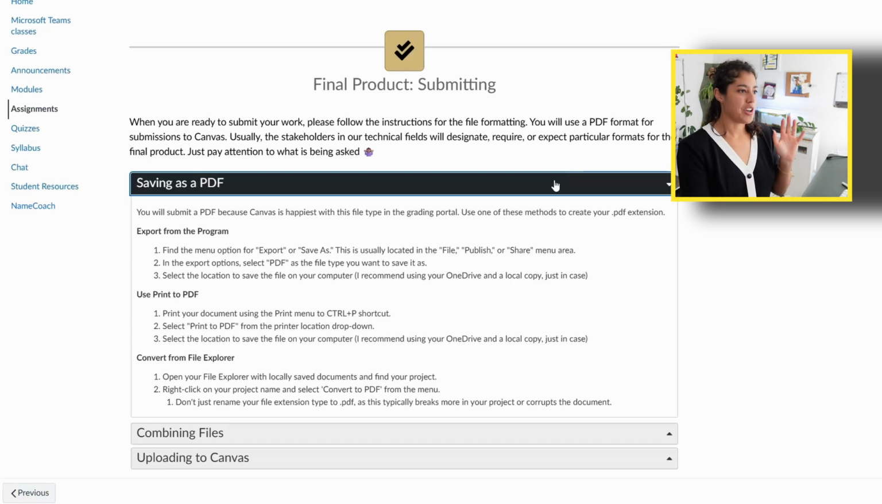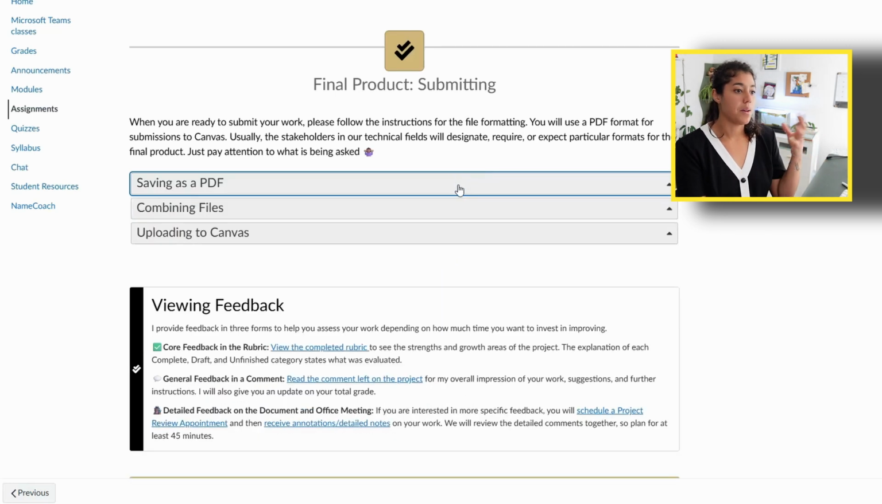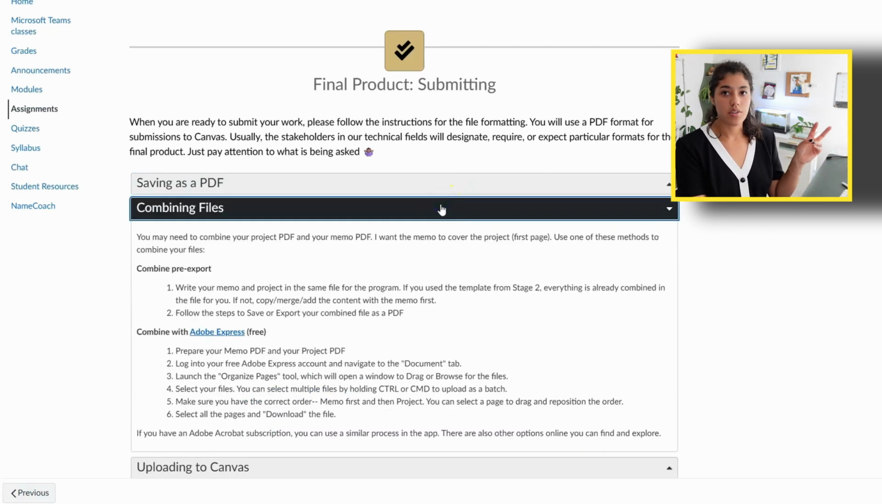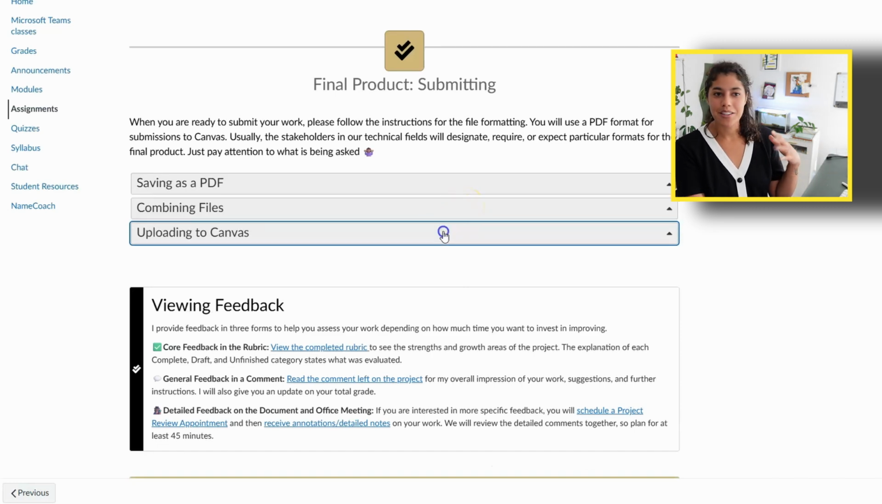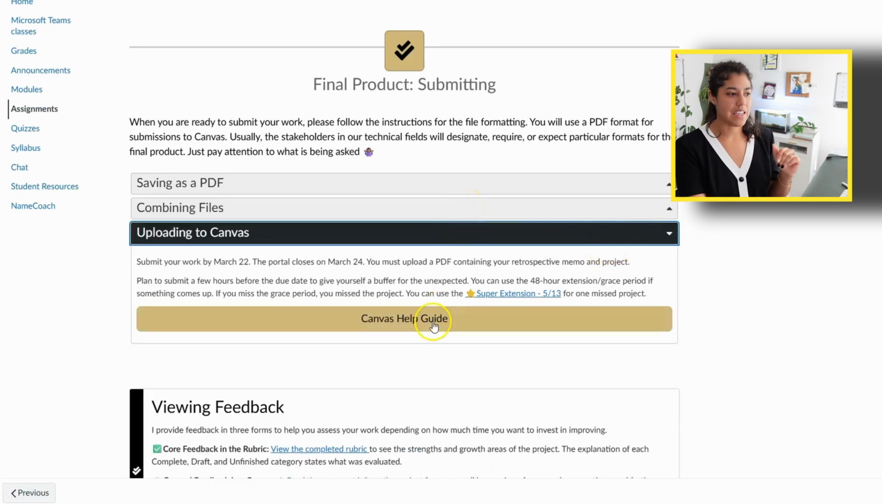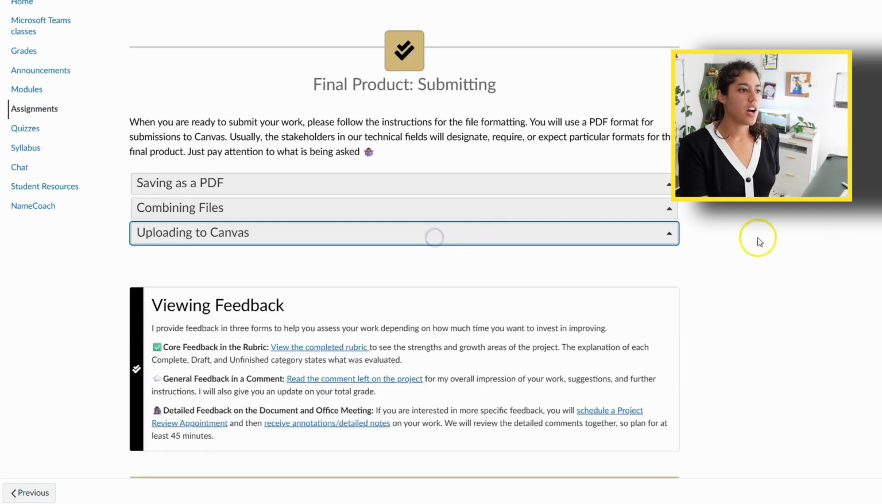So I decided to go in and give them, hey, here's how you save your projects as a PDF in a few different ways. Here's why I want a PDF, because it just works nicely with my LMS. Here's how you can combine different files since they do have 2 different things they're working with. Here's some instructions on uploading to Canvas with help guides, just trying to give them everything they need. And then a note on viewing feedback.